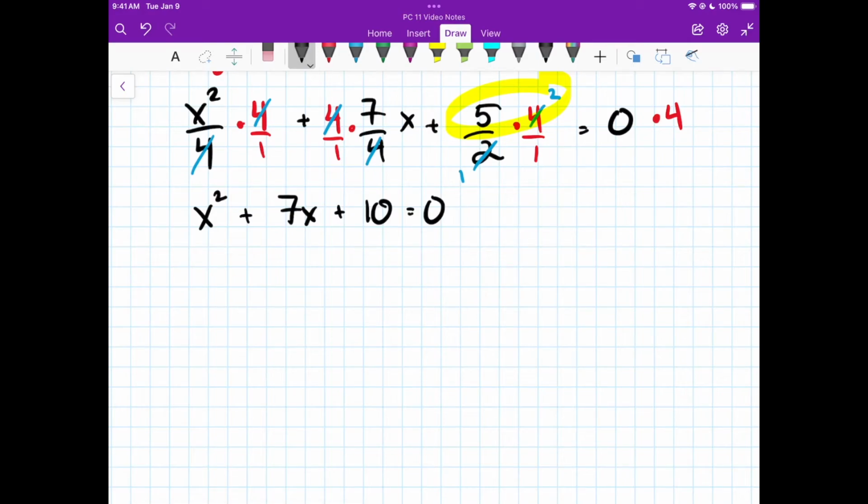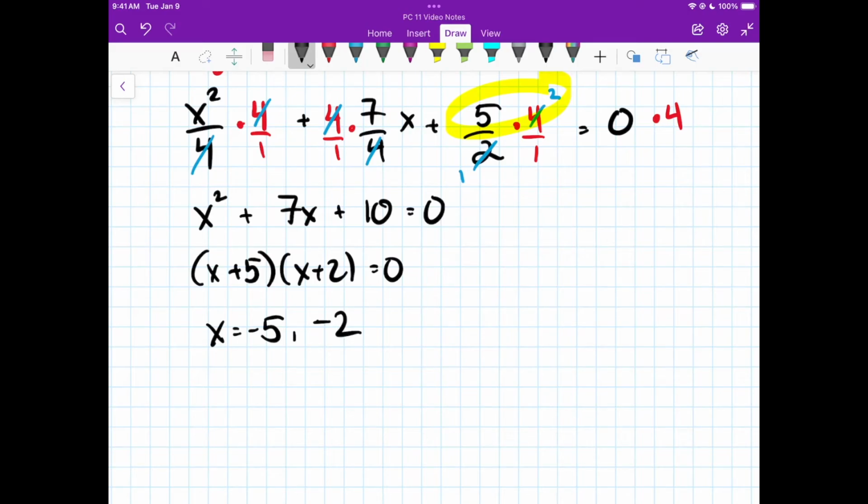All right, and now this is something we can factor and solve pretty easily. X squared plus 7x plus 10, multiplying to 10, adding to 7 is just going to be a 5 and a 2. So we end up with x is either negative 5 or negative 2.